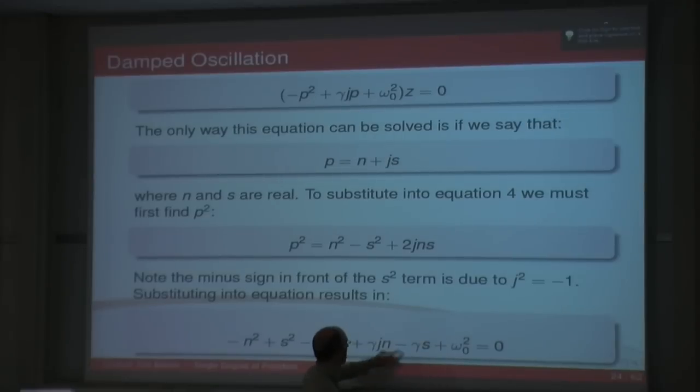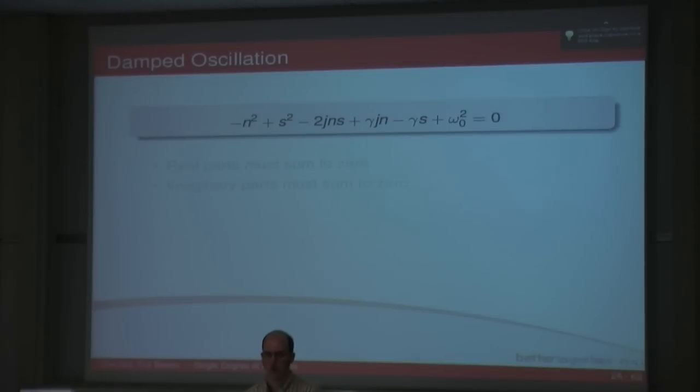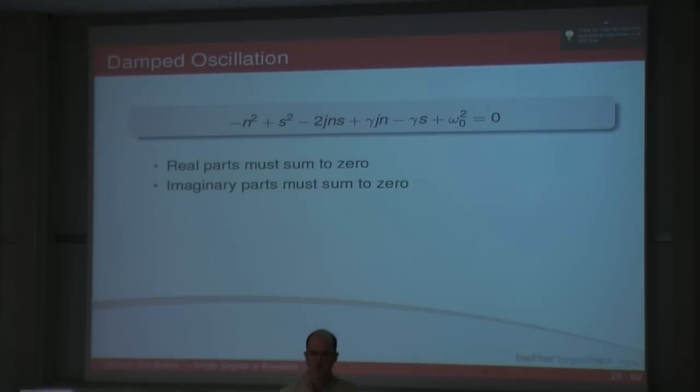Minus gamma s, because obviously p is n plus js, plus omega squared equals 0. And like I said, we've already determined that z can't be 0, so we've just taken it out of the equation. So that's just the quantity in the parentheses. Now, it just so happens that we can solve that. The real parts can be set to 0, and the imaginary parts can sum to 0, okay? So this is a good thing, we can solve for it.